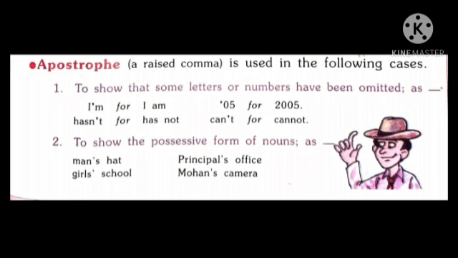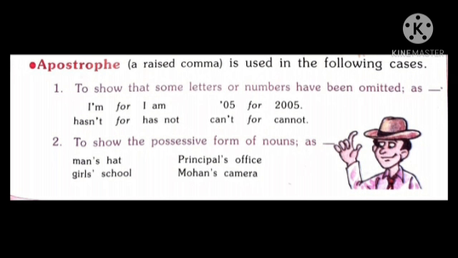For example, here you can see I am. For I am, we have used I apostrophe am. Next is hasn't. For has not, we have used an apostrophe, hasn't. Can't. For cannot, we have used an apostrophe here. Clear? To show that some letters or numbers have been omitted.